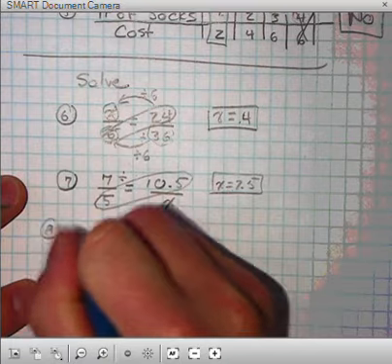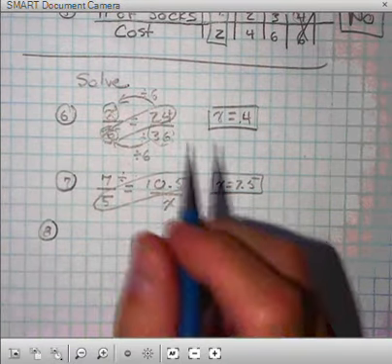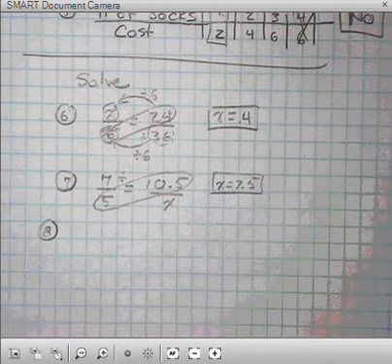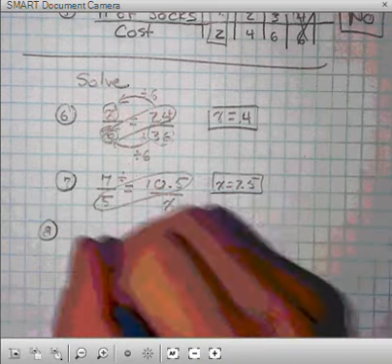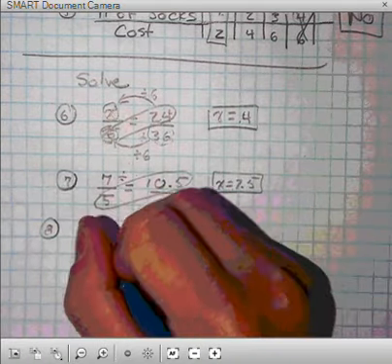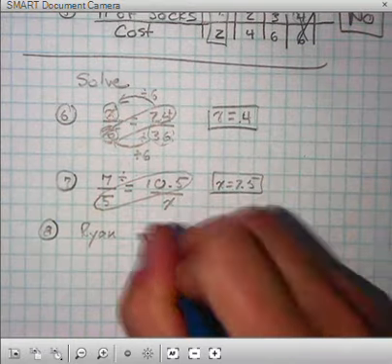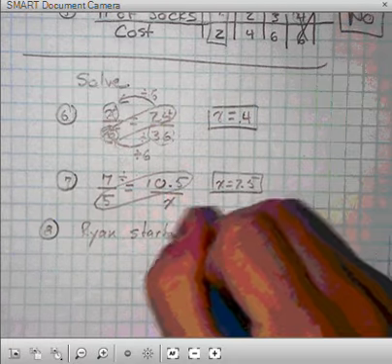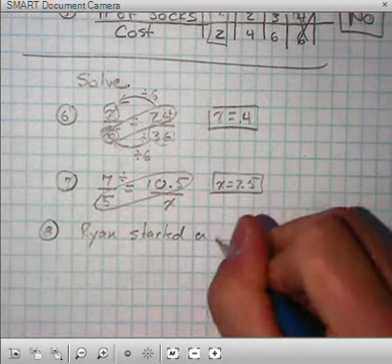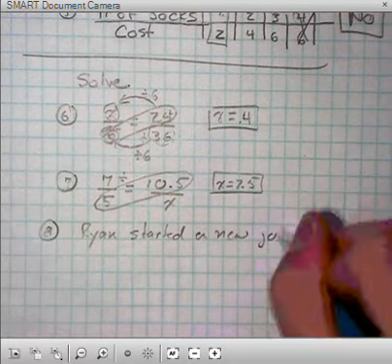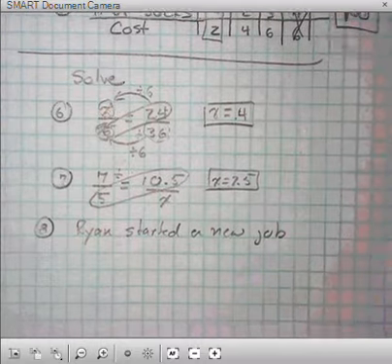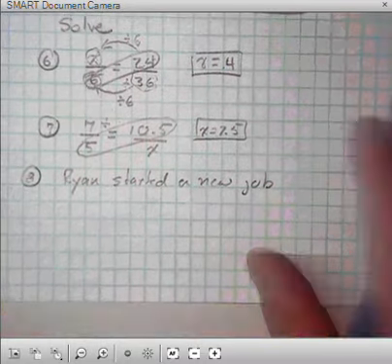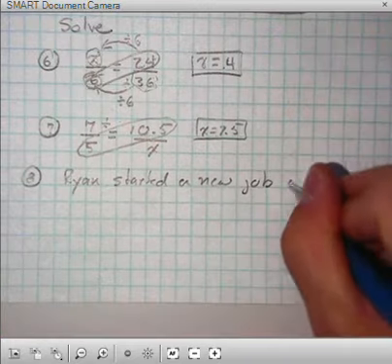Let's increase the difficulty a little bit. So let's say that Ryan started a new job. And we're all excited for him. He started it. We don't know how long he's going to last. Not that long.